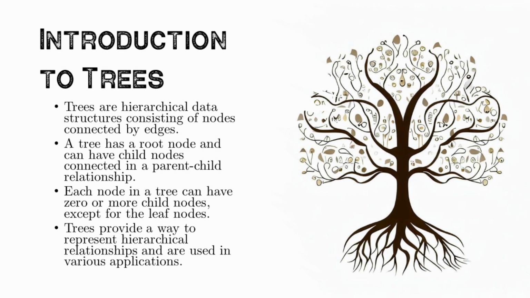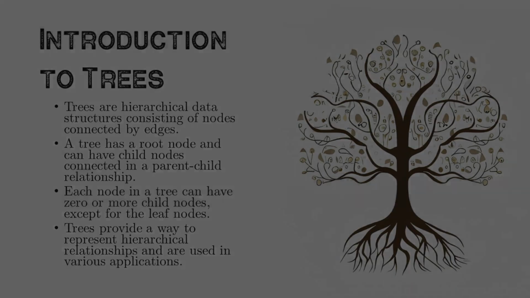Introduction to trees and their properties. Trees are hierarchical data structures consisting of nodes connected by edges. They have a root node at the top and child nodes branching out from the root. Each node can have 0 or more child nodes.